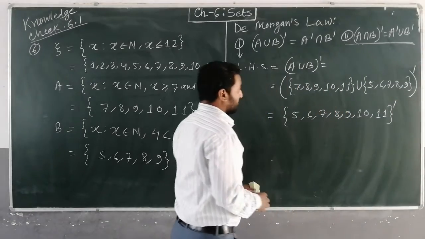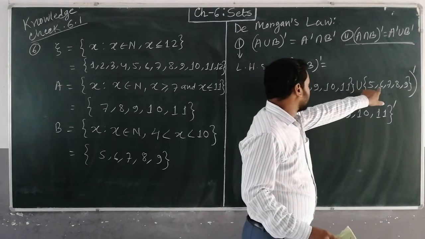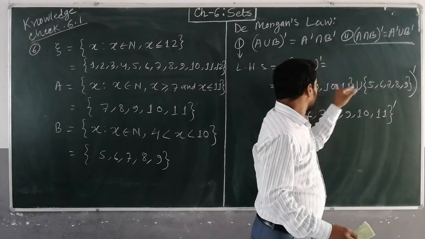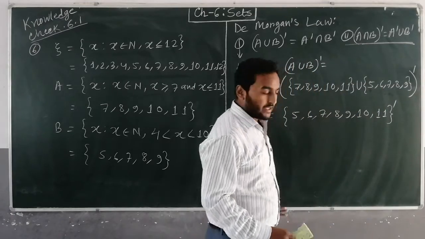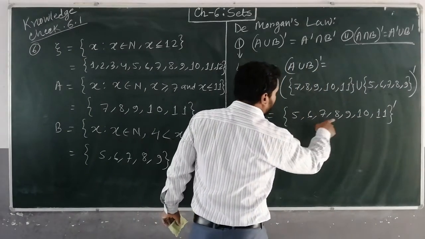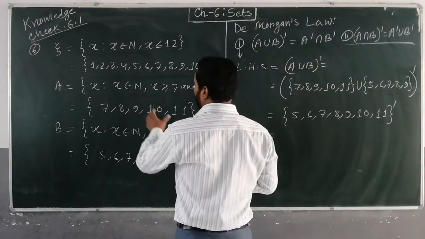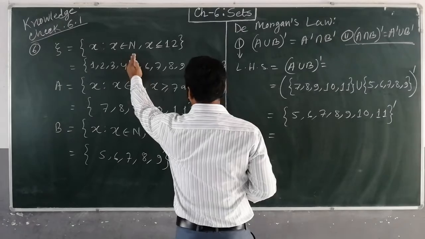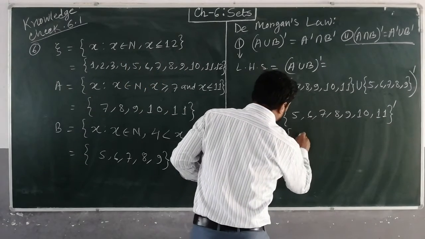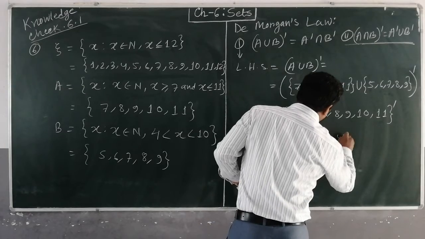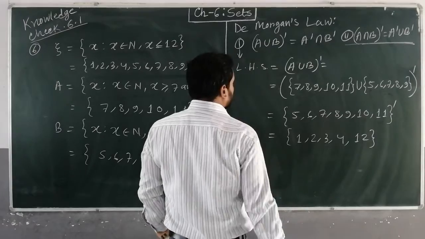See the union, all the elements are considered: 5, then 6, then 7, 8, 9, then 10, 11. Now the complement of this set 5, 6, 7, 8, 9, 10, 11 will be excluded from the universal set. So from 5 to 11 is excluded. What are the elements left? 1, 2, 3, 4 and 12. So this is the left hand side.